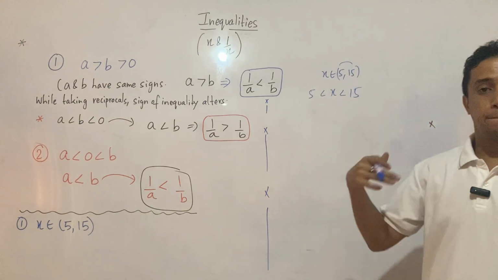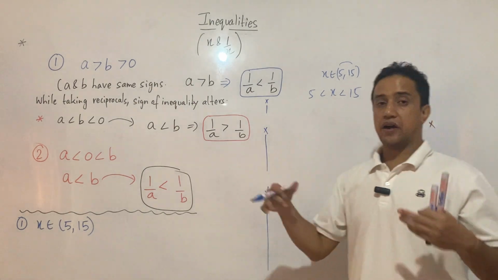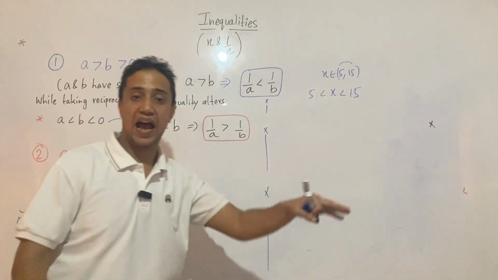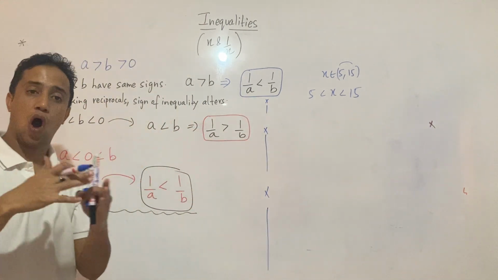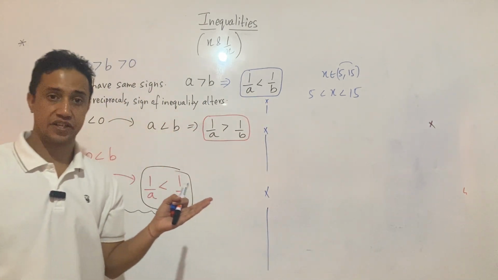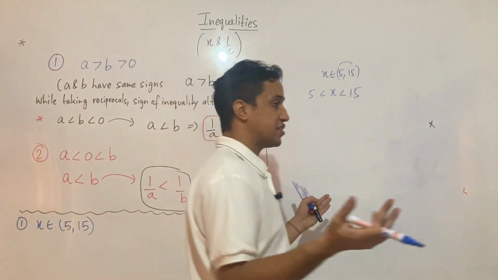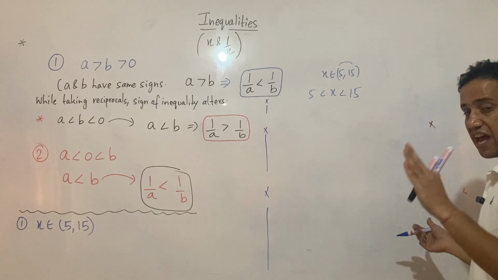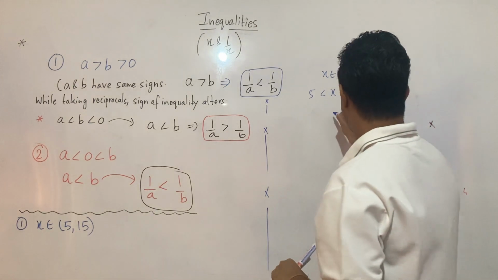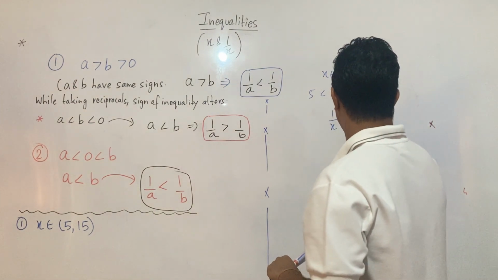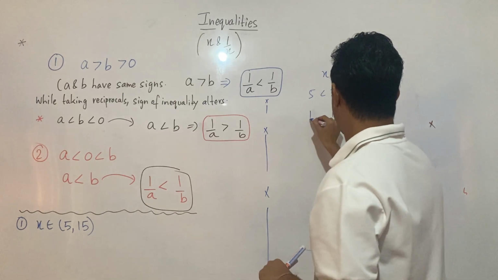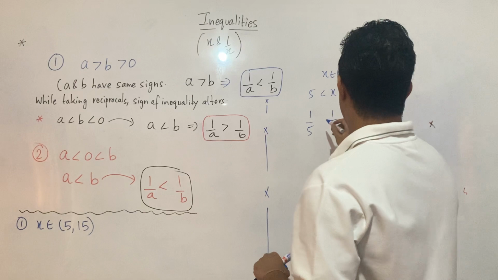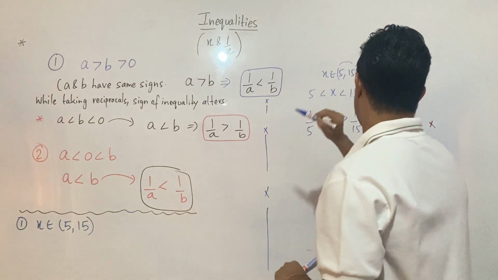So when I'm dealing with inequality, it means that I have positive numbers on both sides of the inequality. So when I have same signs, then what would happen? Then my inequality sign has to change, right? So here, when I take the reciprocal, 1 over 5, right? So what would happen? Here, it's going to be this.